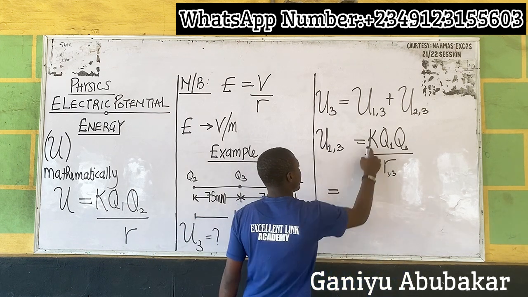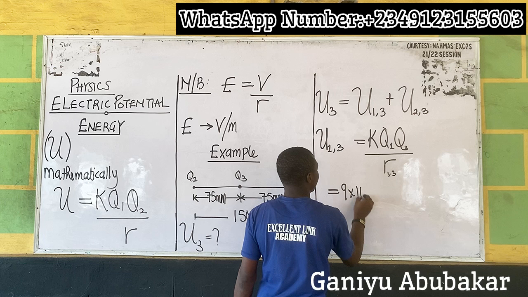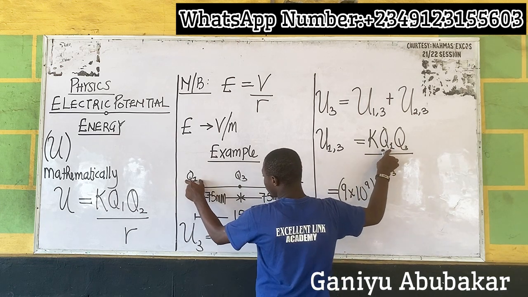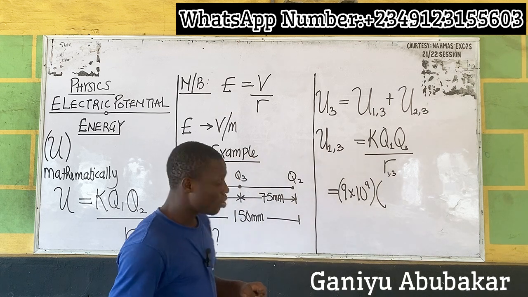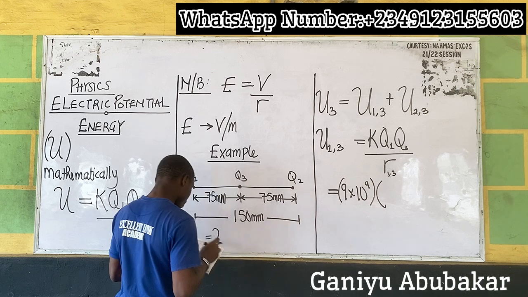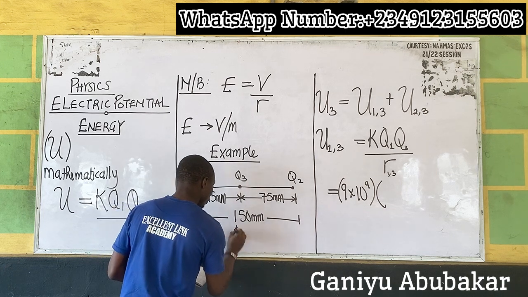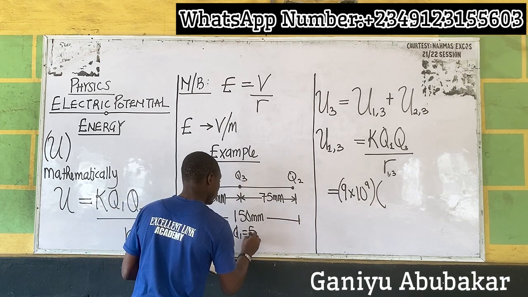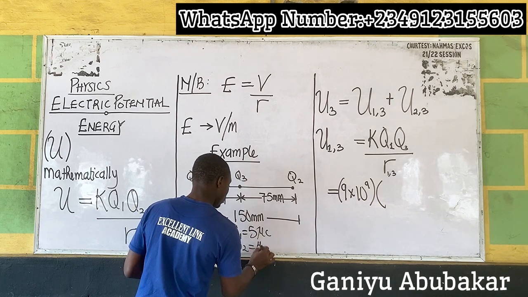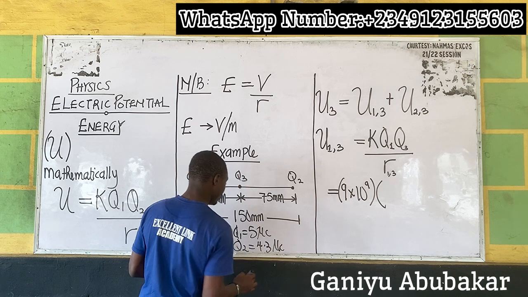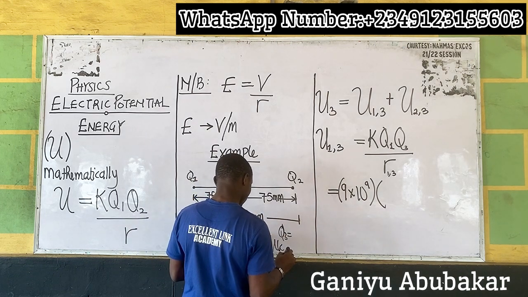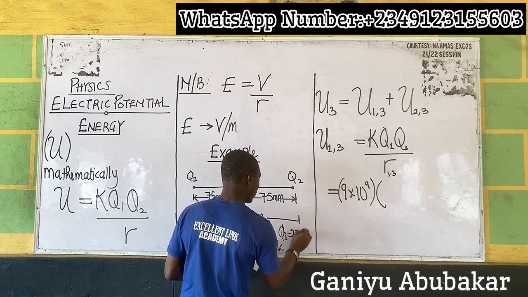This is now equal to K, which is 9 times 10 to the power 9, into Q1. So what is Q1? Q1 is equal to 5 microcoulomb, Q2 is equal to 4.3 microcoulomb, and Q3 is equal to 2.7 microcoulomb.